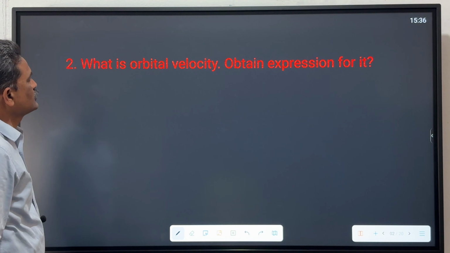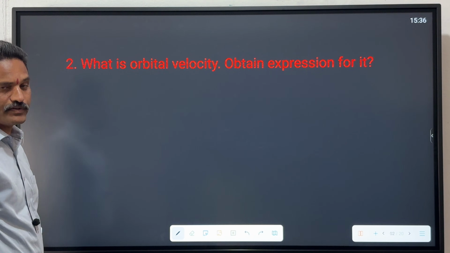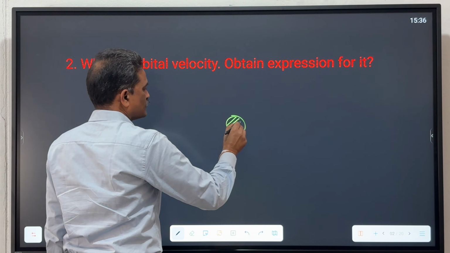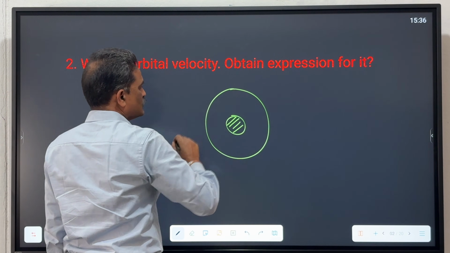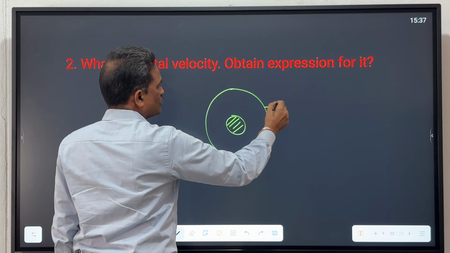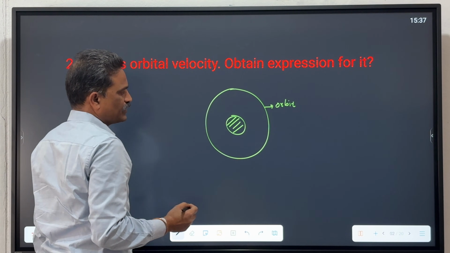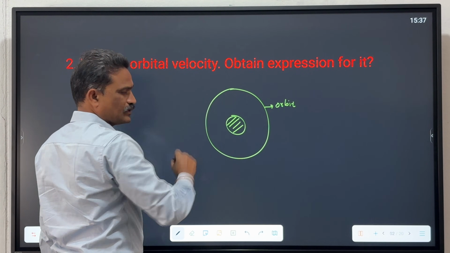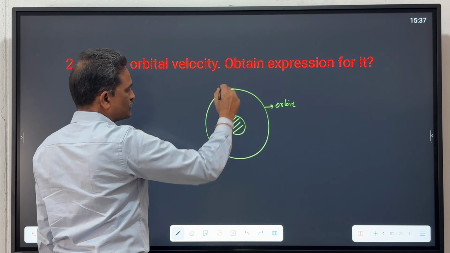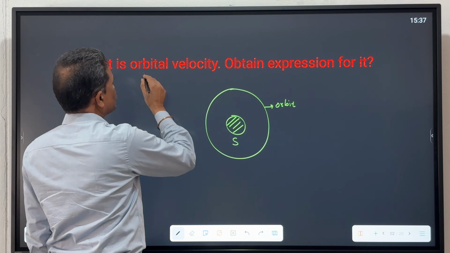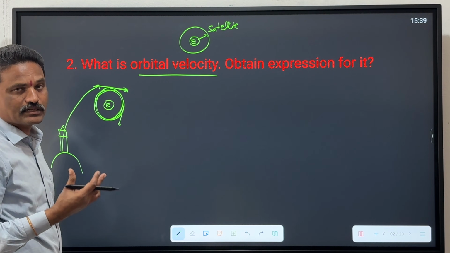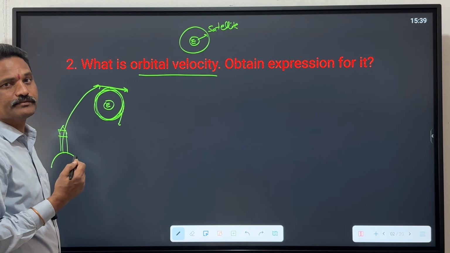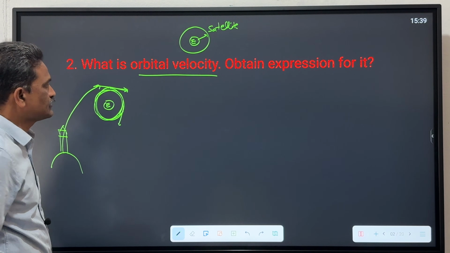Second question: what is orbital velocity? Obtain an expression for it. What do you mean by orbital velocity? Suppose this is the earth around which a satellite is revolving in a circular path. This path is called the orbit. The minimum velocity that should be given to a satellite so that it undergoes orbital motion, or circular motion, around the earth is called orbital velocity. The minimum horizontal velocity that must be given to a satellite so that it goes in a circular orbit around the earth is called orbital velocity.